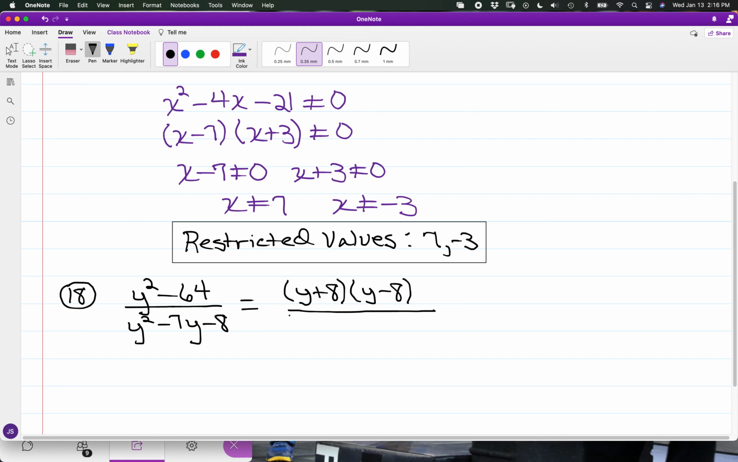For y squared minus 7y minus 8, we have y and y from y squared, and then factors of negative 8 that add up to negative 7. One factor is y minus 8, and the other is y plus 1. Looking at the factored forms of the numerator and denominator, y minus 8 cancels, and we end up with y plus 8 all over y plus 1.